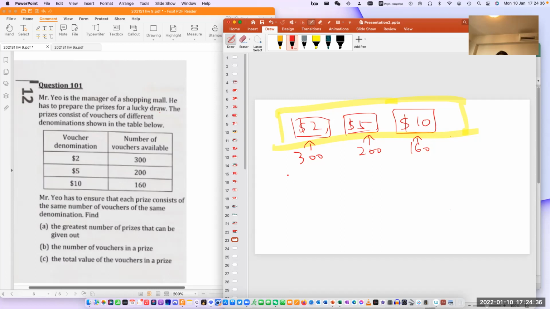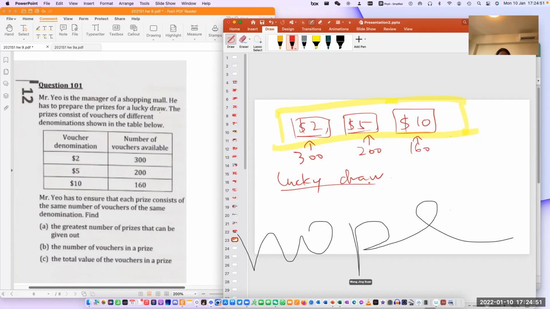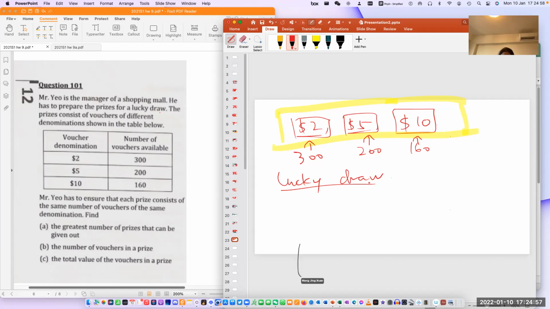So of course, during a lucky draw, have you played any lucky draw before? Have you won anything in a lucky draw before? No. Okay, so no wonder you don't understand what is a lucky draw. But you know what is a lucky draw, right? Lucky draw is something like, you know, lottery. So lucky draw is a game of lottery.